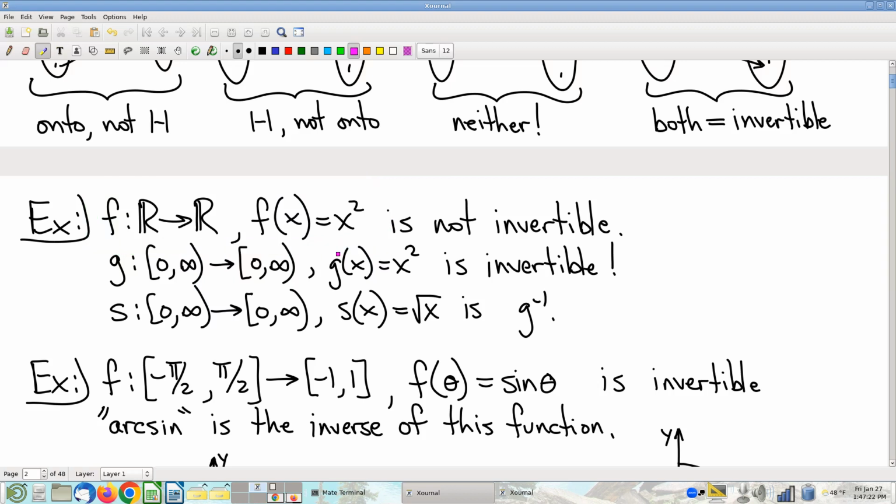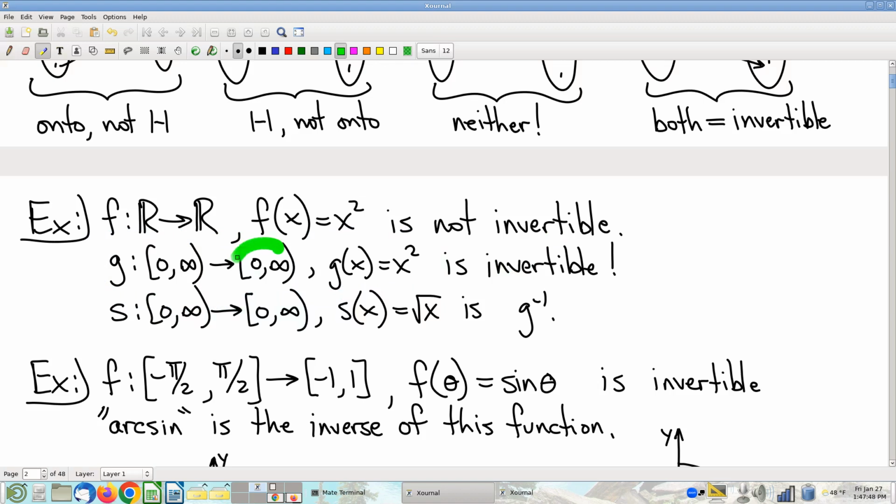What we have to do to make it invertible is restrict the domain and restrict the target. If we consider only non-negative inputs and only non-negative outputs, now all of a sudden this is a one-to-one and onto function. This is an invertible function, therefore, and we can talk about its inverse. And the inverse is exactly what you think it is.